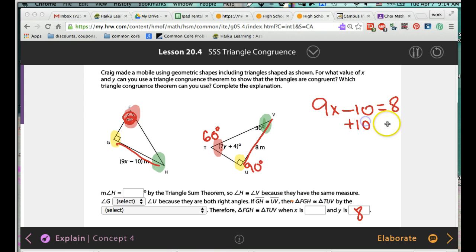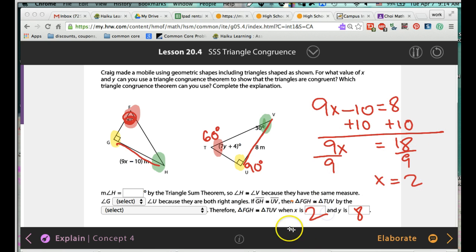All right, so somebody already told me the answer. You add 10 to both sides, so 9x is 18. And then we divide both sides by 9, so x is equal to 2. So I'm going to put 2 here, but I still have to fill out the rest of the stuff.